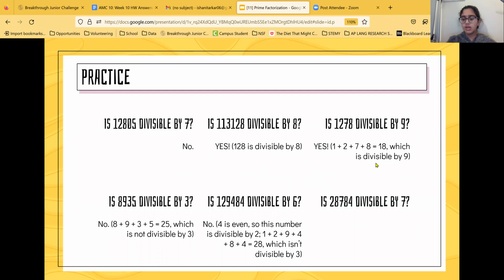So you all are correct. Okay, is 28,784 divisible by 7? So again, it's a special rule. You take the units digit, multiply by 2, subtract, and just repeat.